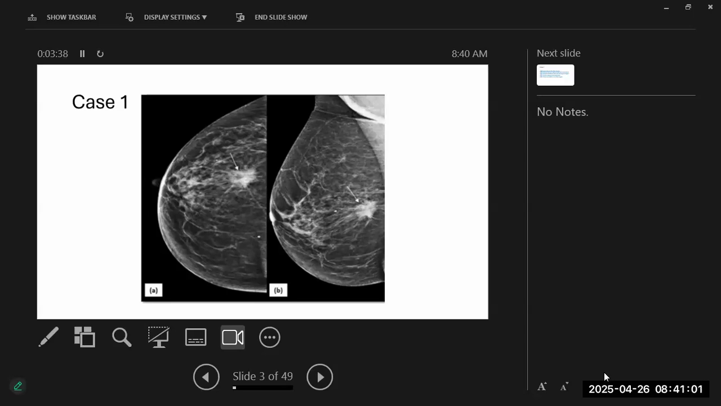So that is the lesion you're talking about. It is quite dense, irregular in shape, with a spiculated outline, and you can see some perilesional architectural distortion. So this is a typical malignant BI-RADS 5 mass.